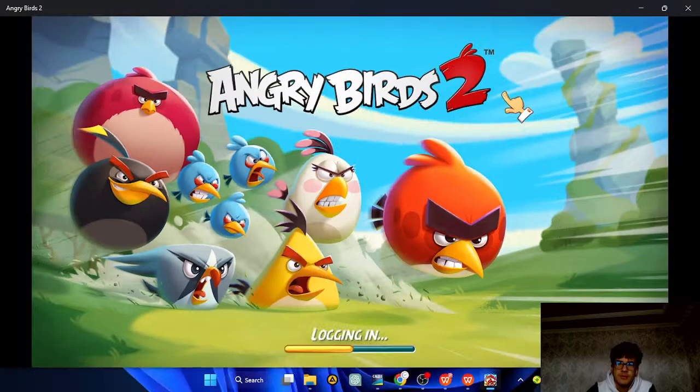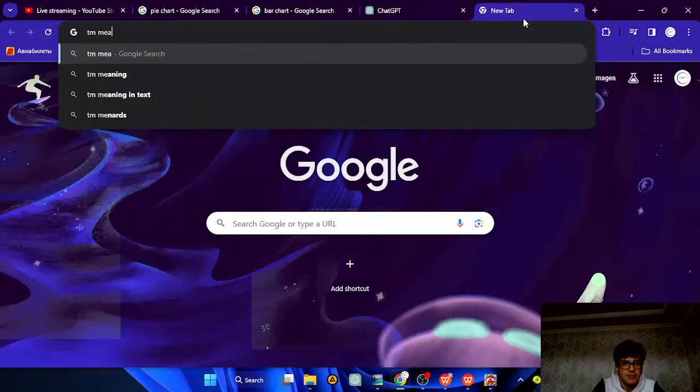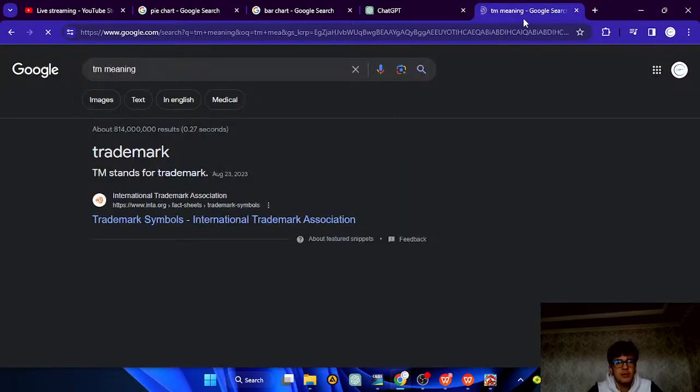Angry Birds 2. What's TM? TM meaning trademark.